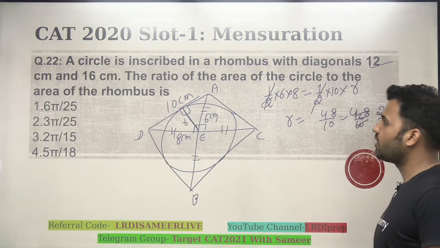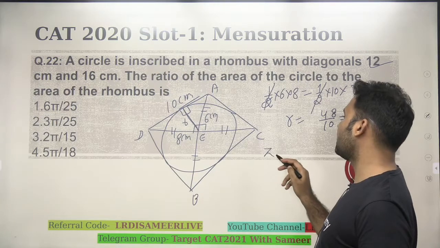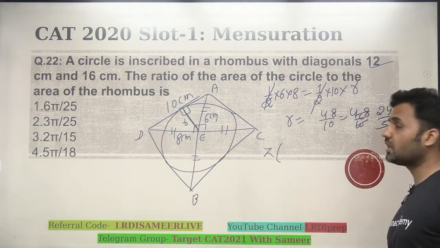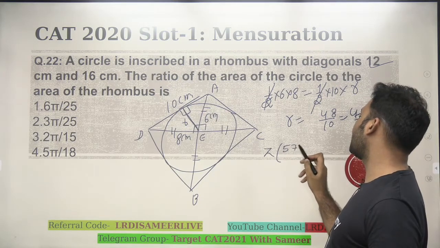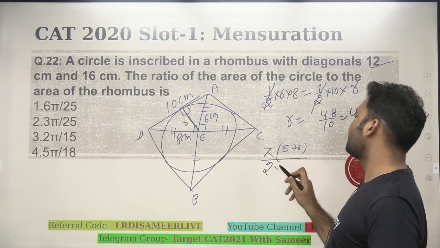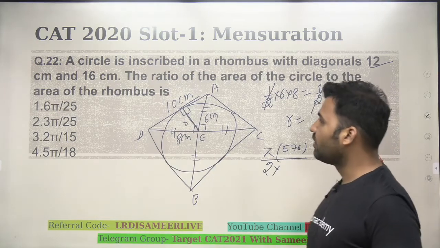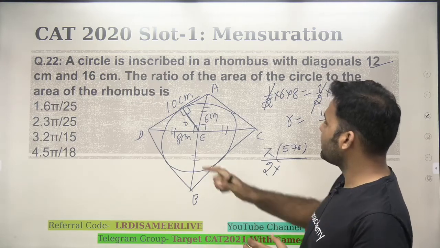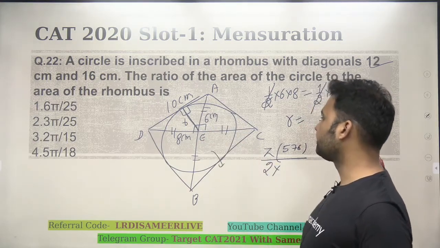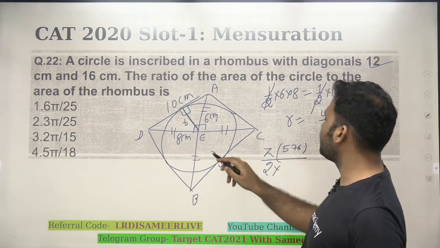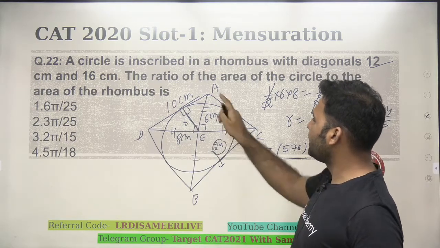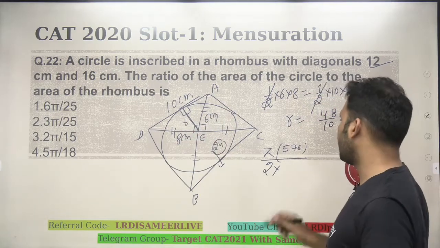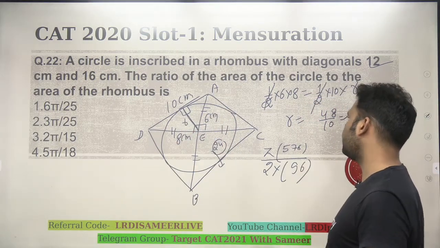What I'm supposed to find out is the ratio of the area of circle. Area of circle is pi r square. Radius square, 24 by 5 square, would be 576 upon 25. And I need to divide by the area of the rhombus. What is the area of the rhombus? I just need to find out the area of this triangle. The area of this triangle is 24. And this whole rhombus is made of 4 such triangles. So 24 into 4, area of the rhombus is 96.